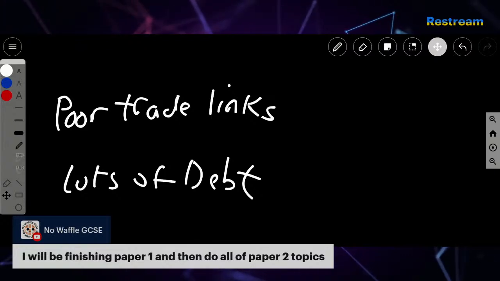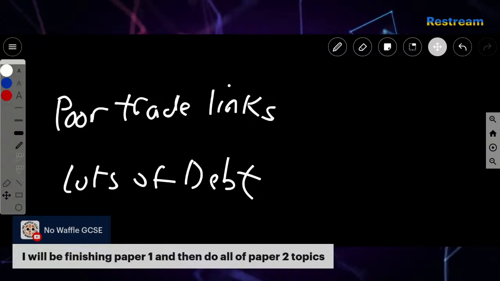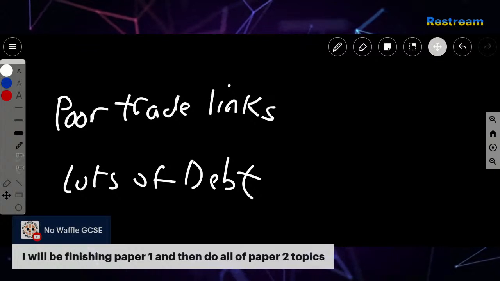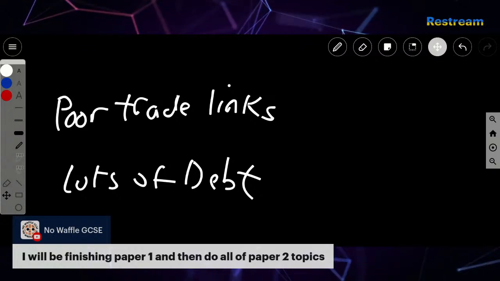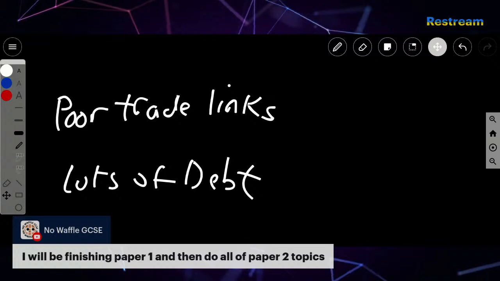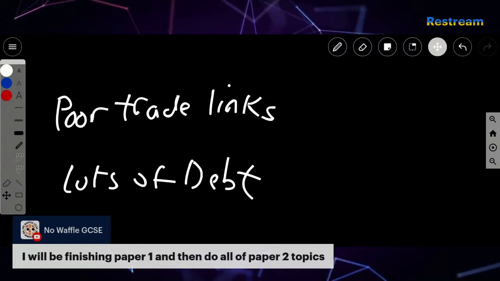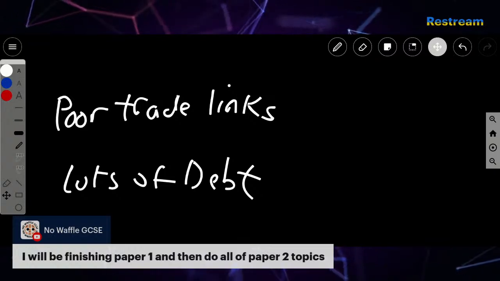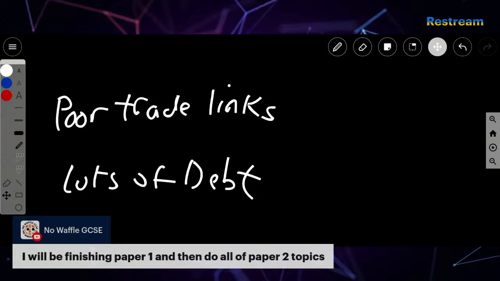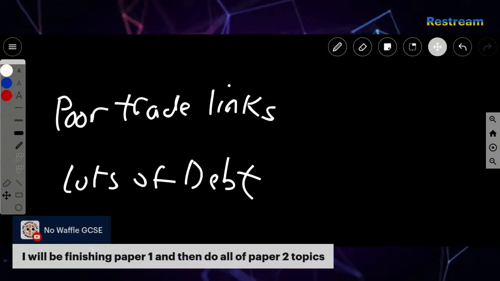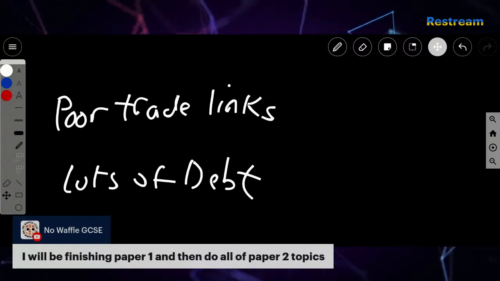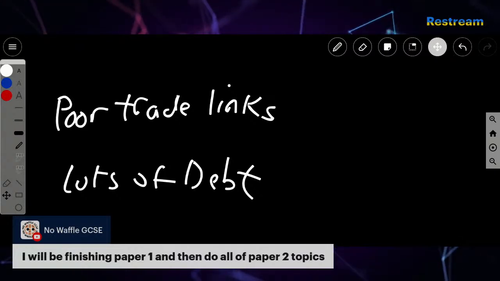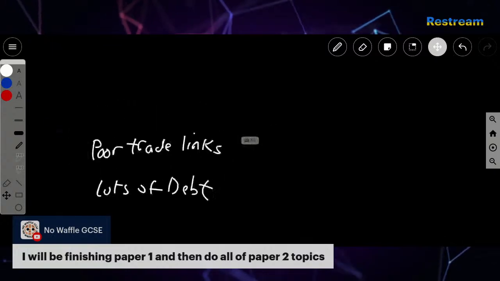Now, the prices of primary products also fluctuate. Sometimes the price falls below the cost of production. For example, in 2018, the price of cocoa dropped below the cost of production in Ghana, and many farmers had to rely on subsidies from the government. And wealthy countries can also force the prices of the raw materials down as they buy them from poorer countries. So, poor trade links, lots of debt, and an economy based on primary products.